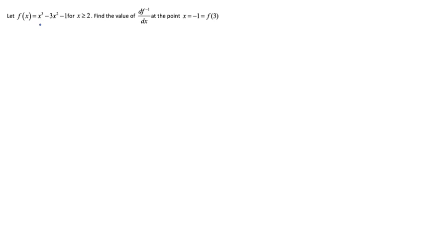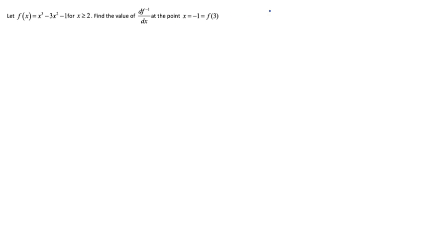Let f of x equal x cubed minus 3x squared minus 1, and we're only going to take this for values of x that are greater than or equal to 2. What we want to do is find the value of the derivative of f inverse at the point x equals negative 1, which is f of 3.